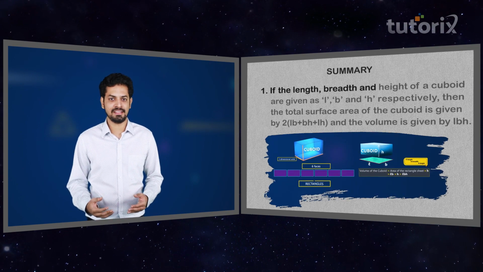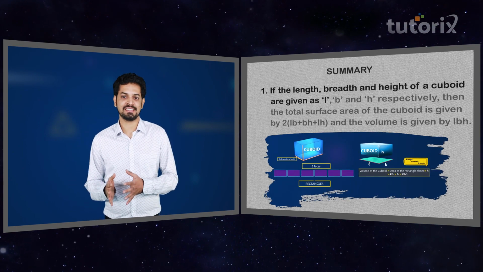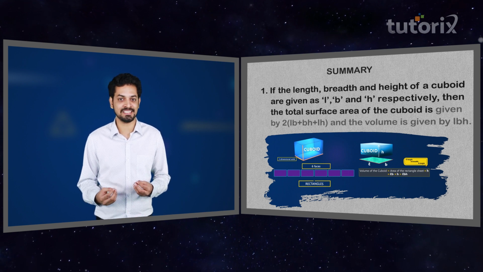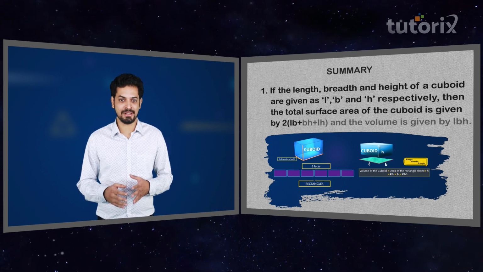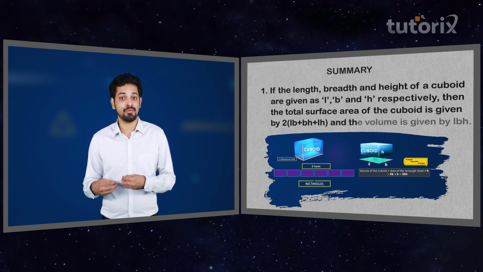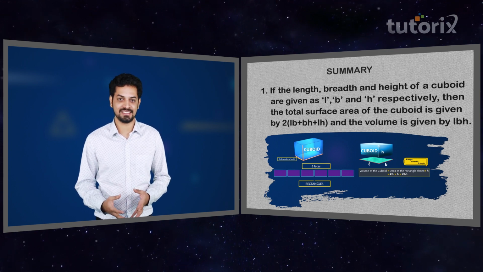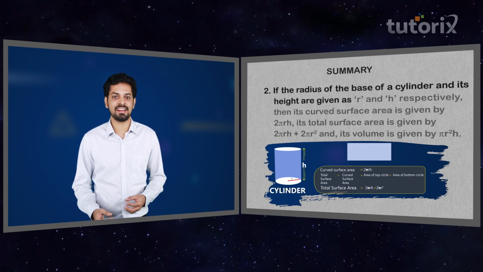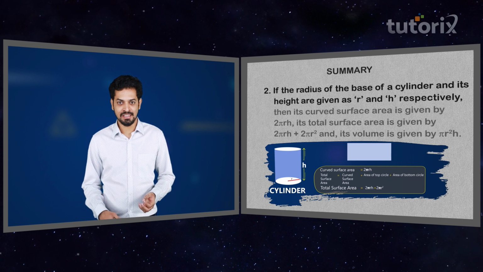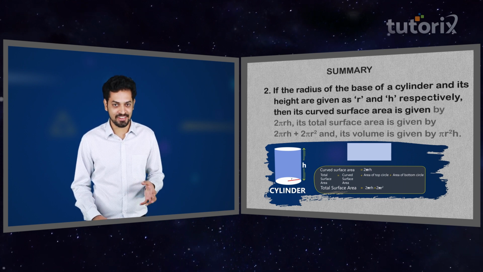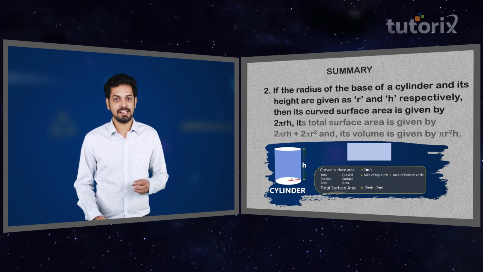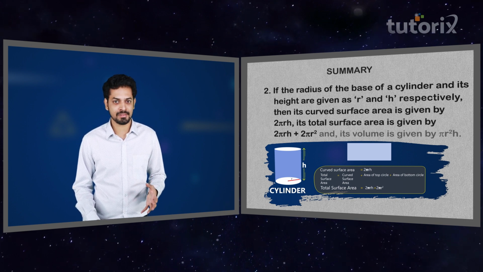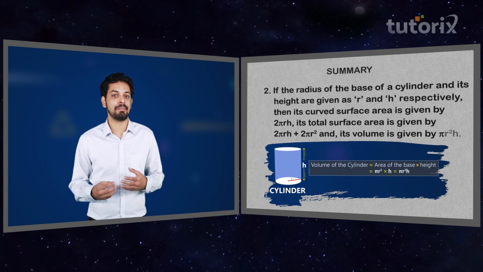If the length, breadth and height of a cuboid are given as L, B and H respectively, then the total surface area of the cuboid is given by 2 into (LB plus BH plus LH), and the volume is given by LBH. If the radius of the base of a cylinder and its height are given as R and H respectively, then its curved surface area is given by 2 pi RH, its total surface area is given by 2 pi RH plus 2 pi R square, and its volume is given by pi R square H.